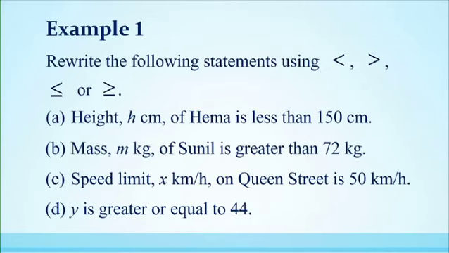Let's take an example. We write the following statements using less than, greater than, less than or equal to, or greater than or equal to. Part A, the height h centimeters of Emma is less than 150 centimeters. Part B, the mass m kilograms of Sunil is greater than 72 kilograms. Part C, the speed limit x kilometers per hour on Queen Street is 50 kilometers per hour. Part D, y is greater than or equal to 44.